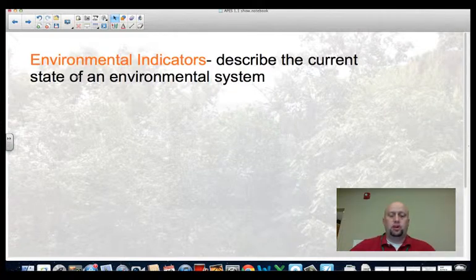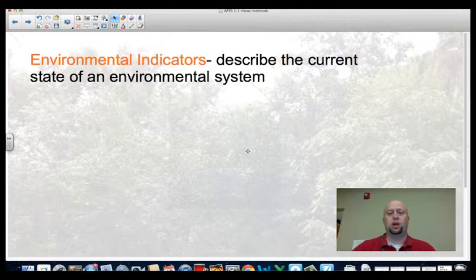And a lot of what we're going to talk about this year is going to revolve around the idea of environmental indicators. And what environmental indicators do is they're going to describe the current state of an environmental system. So when we go out and we test the soil sample, or when we go out and place our ozone meters outside, what we're testing in general is the current state of the system. Okay, there are ways to test past states of systems, but they're much harder, and we'll talk about some of those later in the year.